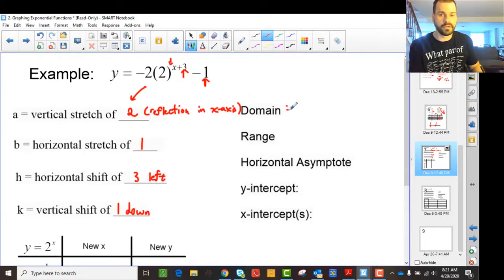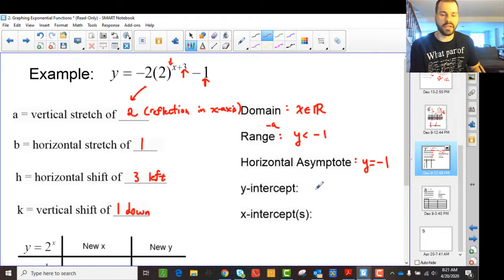The domain is always x belongs to real numbers, so that's easy to find. The range, in this case, there's a negative a value, and the vertical shift is 1 down. So if there's a negative a, it's always y is less than k, so it's less than -1. The horizontal asymptote is y equals k, so it's y equals -1.